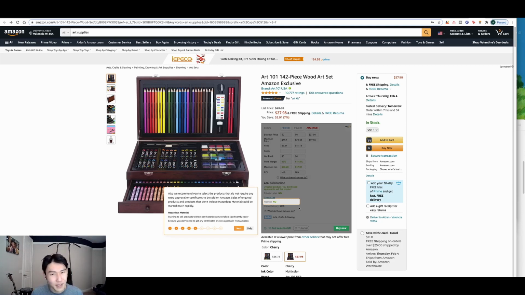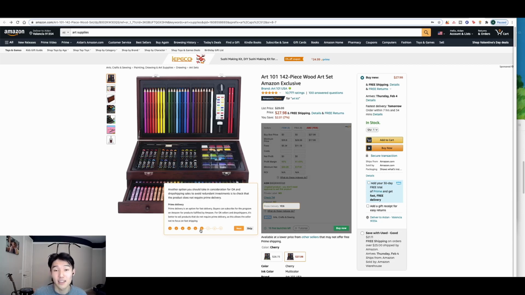And usually it's pretty obvious whether or not a product is hazardous just by looking at it or knowing what it is. So obviously this art wood set is not hazardous. But it's something helpful to know just in case it's kind of hard to decipher. For the most part, you can probably tell by yourself whether or not a product is hazardous.